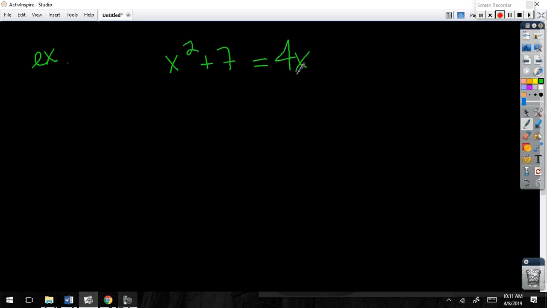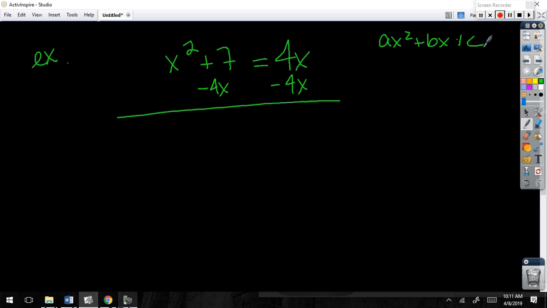This one is a little bit different. Looks a little bit different. What do I need to do first? You need to switch it around. I need to move the 4x. Now, when I move it, remember my quadratic should look like this, right? The squared should come first, the x should come next. Standard form. That's exactly right, Franklin. So I'm going to do x squared minus 4x plus 7 equals 0.